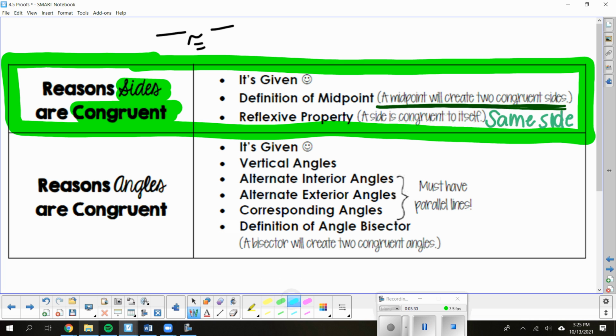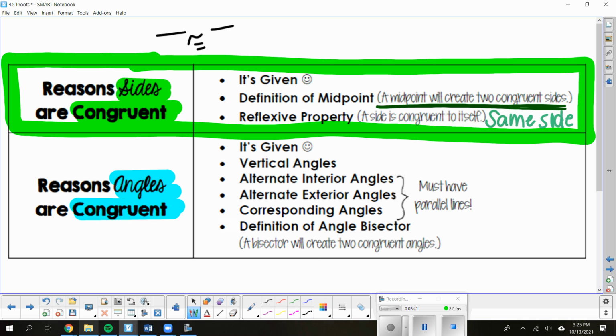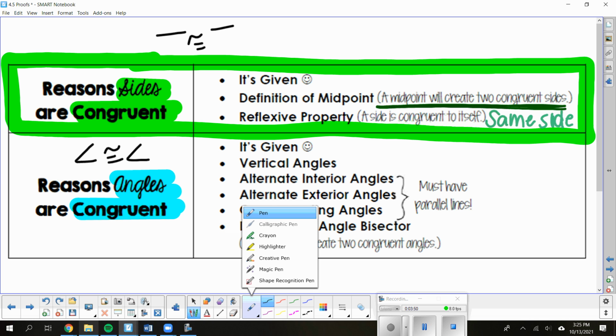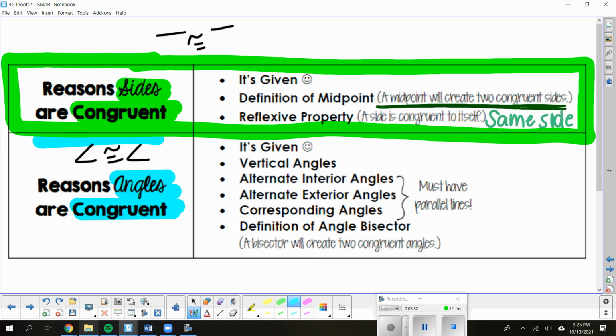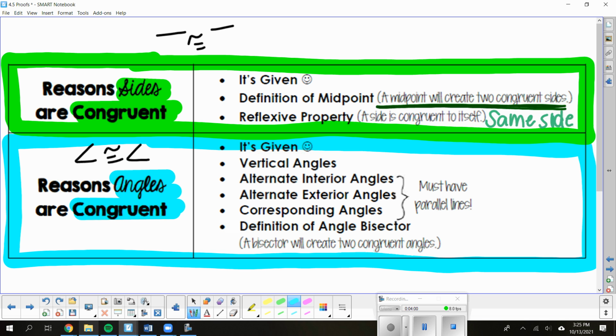You also can have reasons why your angles are congruent. So if they say this angle is congruent to this angle, you can choose anything from this box. So angle congruent to angle. We're choosing anything from the blue box. So our number of options has increased significantly from angles to sides. The first one is given as well, so it can just tell you that they're congruent. Next one is vertical angles. Remember, those are angles that are across from each other on two intersecting lines. Those will always be congruent.